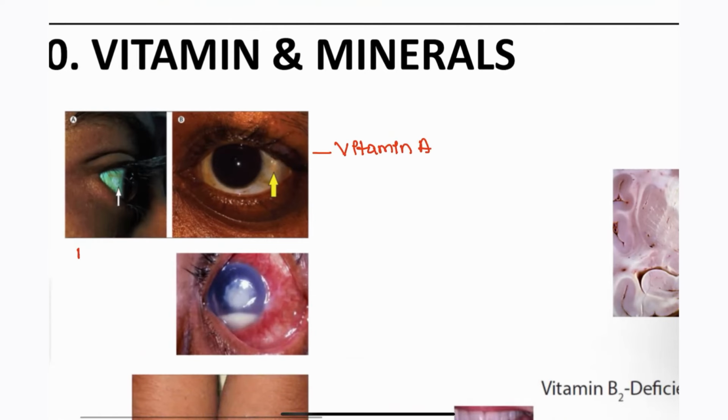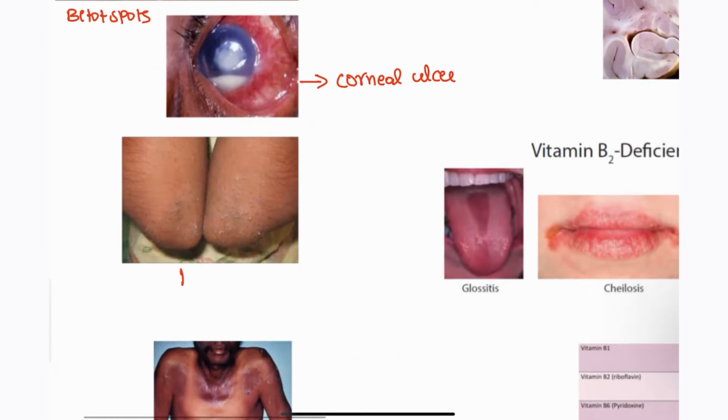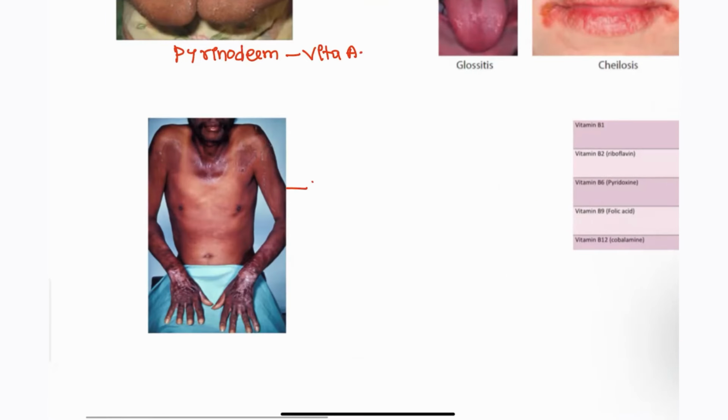What are these spots? These spots are known as white spots, and this condition leads to corneal ulcer if left untreated. Next, this is the phrynoderma. Phrynoderma is seen in the patients, again vitamin A deficiency. And what is this condition? This is pellagra, right? This is the pellagra condition.